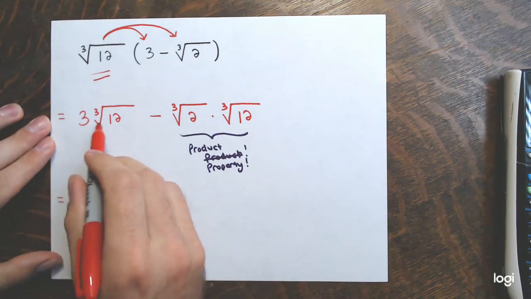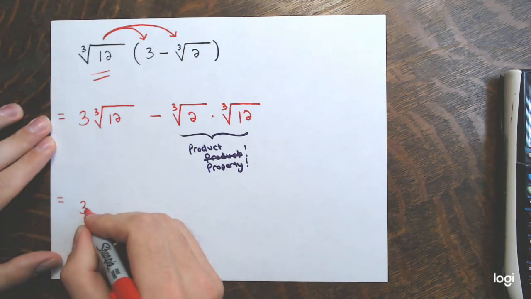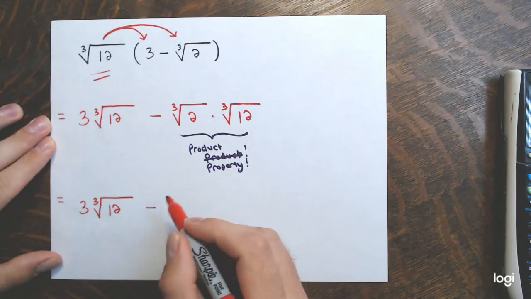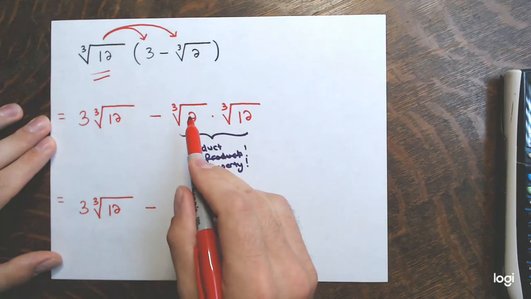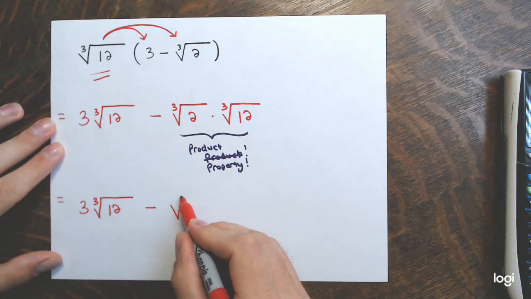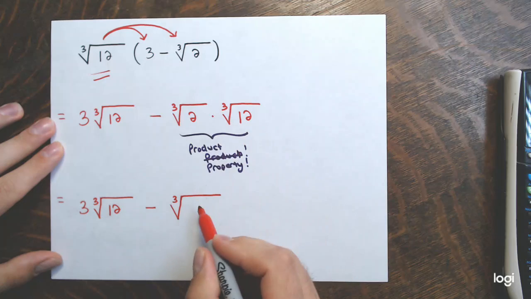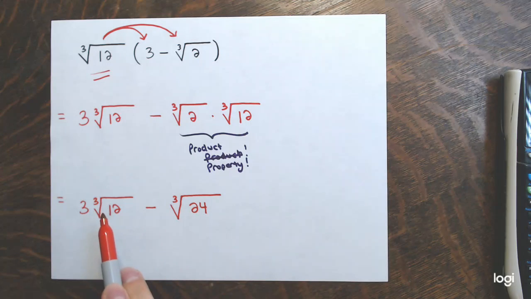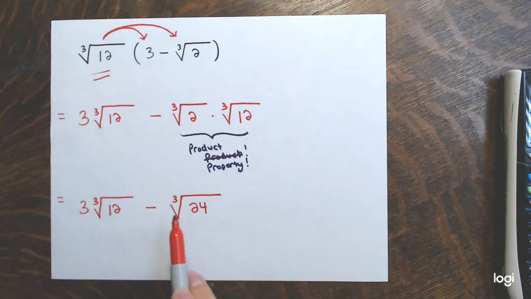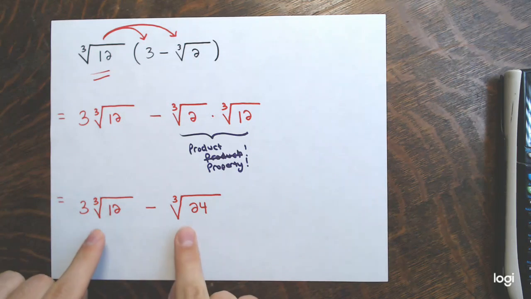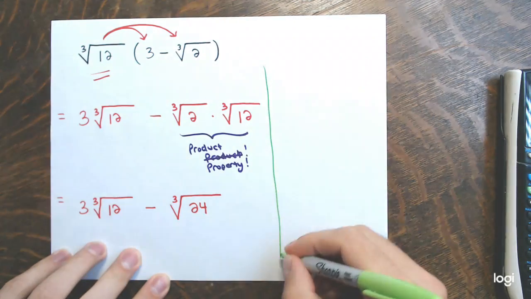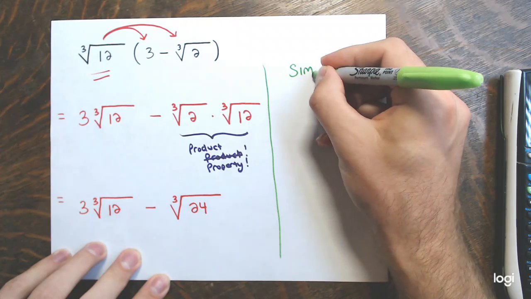So again, the first term, nothing to do really: 3 times the cube root of 12. And then minus, and these two I can actually multiply together. These are both real numbers, and this will be the cube root of 2 times 12, which is 24. Now these are not like radicals. This has the cube root of 12; this term has the cube root of 24. So I can't put these together. You could leave it like this right now, but we are asked to simplify. So off to the side here, don't forget we also have to simplify the radicals when we're done.